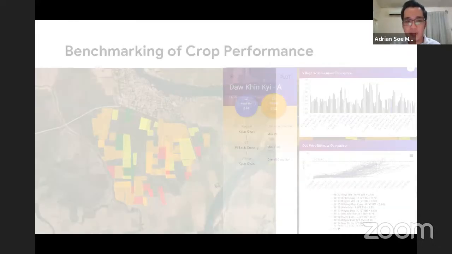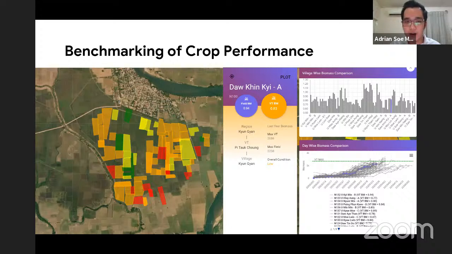For crop monitoring, we can help assess the crop performance of different farmers in Myanmar by comparing them with the national average biomass benchmark. This indicates whether they're doing well, doing on average, or doing below the national average, as you can see by the different coloration of the plots in our platform.